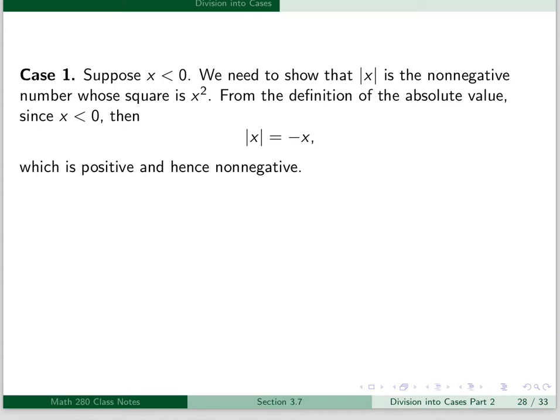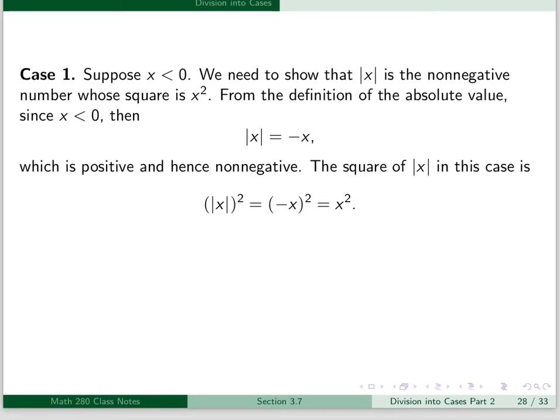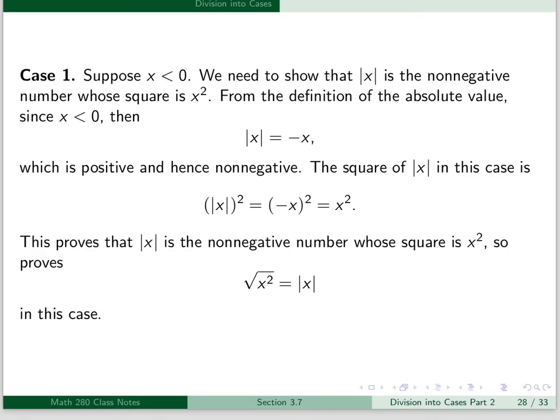From the definition of the absolute value, since x is less than 0, then the absolute value of x is negative x, and since x is negative, negative x is positive, and hence non-negative. The square of the absolute value of x in this case is going to be the square of minus x, and when we square minus x, we just obtain x squared. This proves that the absolute value of x is the non-negative number whose square is x squared, so proves our result, the square root of x squared is equal to the absolute value of x in this case.